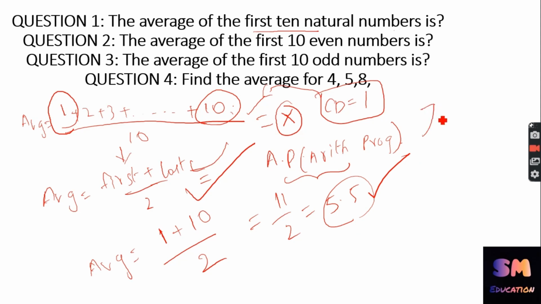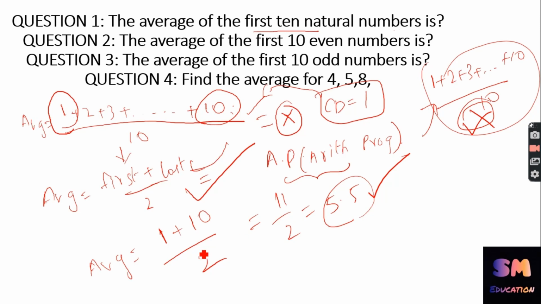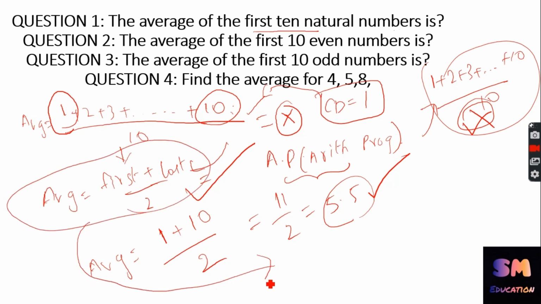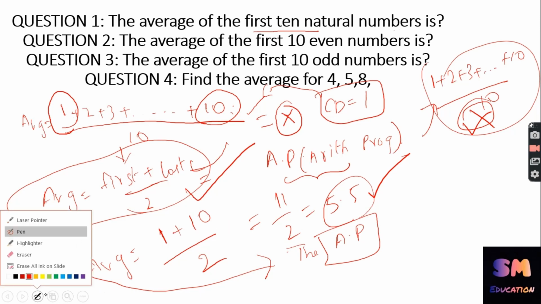We can also do it in the traditional approach, that is, 1 plus 2 plus 3 and so on up to 10, by 10. This is more complicated. So instead of doing this, we can apply this formula, and this formula is only applied when the series is in AP, arithmetic progression. Let's solve the second problem.